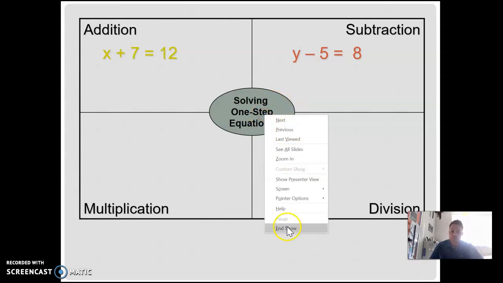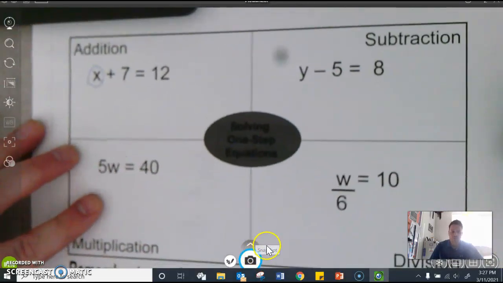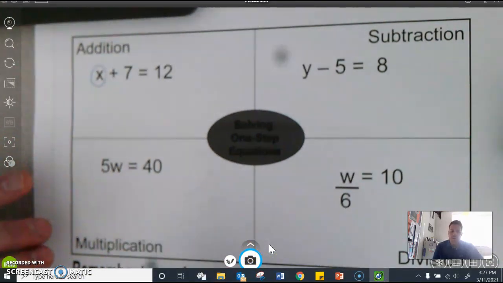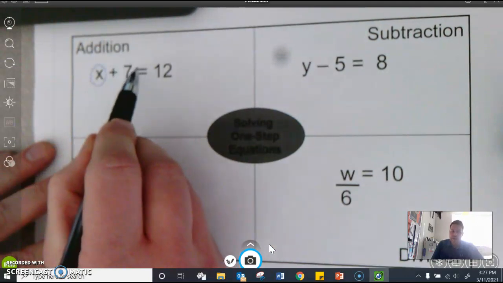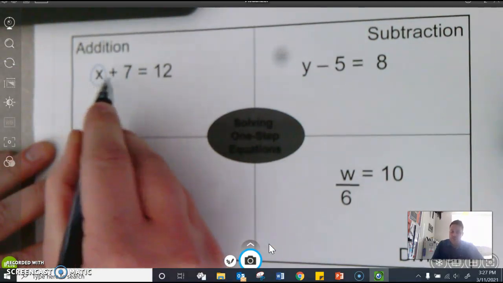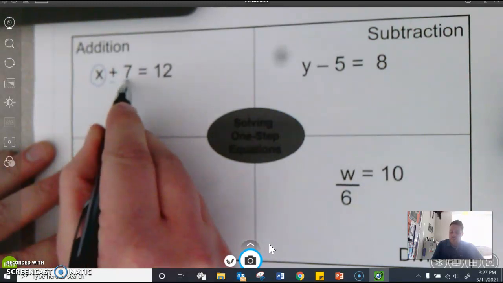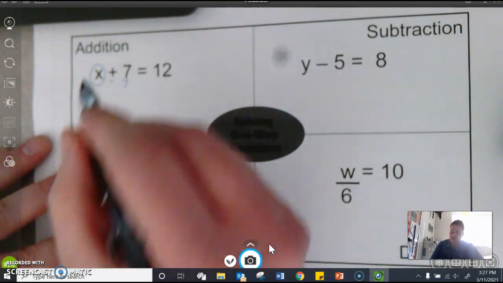So I'm going to switch over here to a different sheet, all right? So we're always wanting to isolate the variable here. So in this case, they took a number and they added 7 to it. In order to get rid of this 7 and get back to the original number, if they added 7, we're going to take 7 away. And remember, showing these steps is just as important as getting the answer at this point.